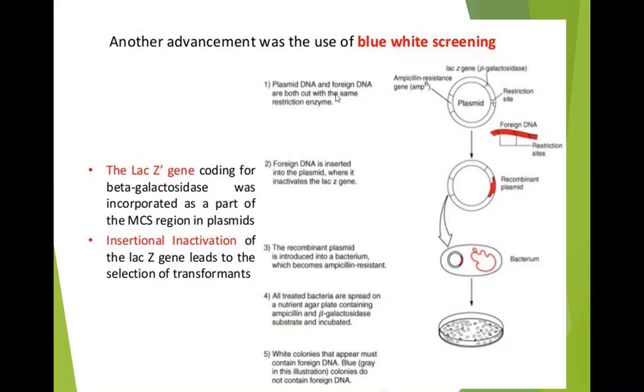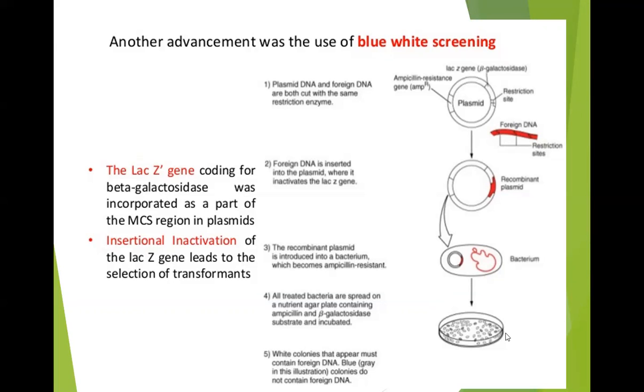So here the steps are given. The vector and foreign DNA are both cut with the same restriction enzyme, of course, because only then there will be compatibility. Then it is inserted into the plasmid where it inactivates the LacZ gene. If the LacZ gene is intact, it produces the enzyme beta-galactosidase, which converts X-gal into a blue colored product. In case of recombinant plasmid, since it insertionally inactivates the LacZ gene, there is no beta-galactosidase produced, and when there is no beta-galactosidase, no blue colored product will be formed.